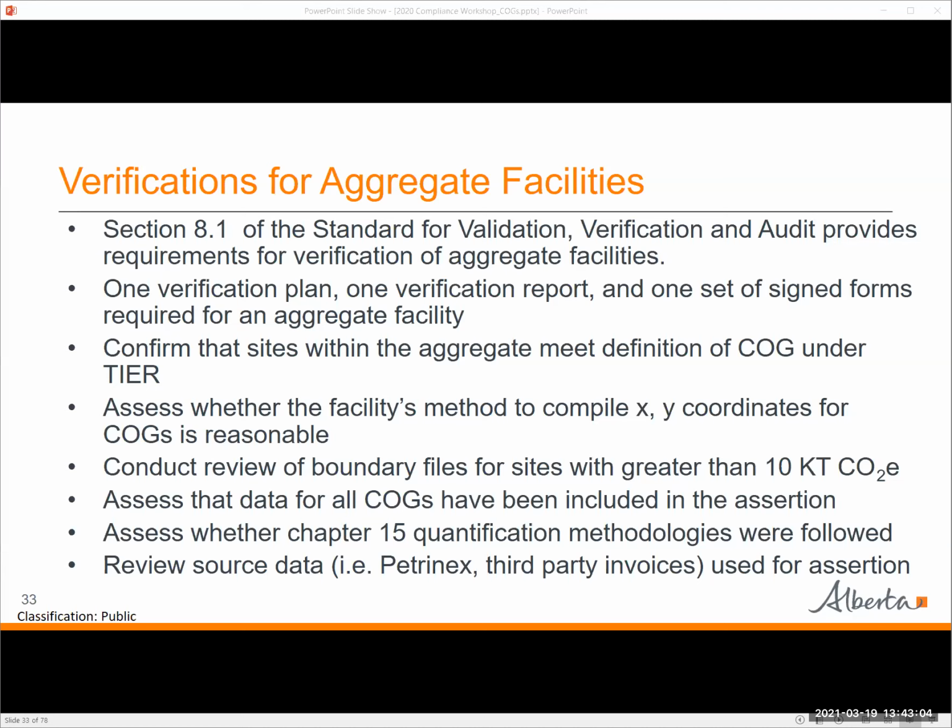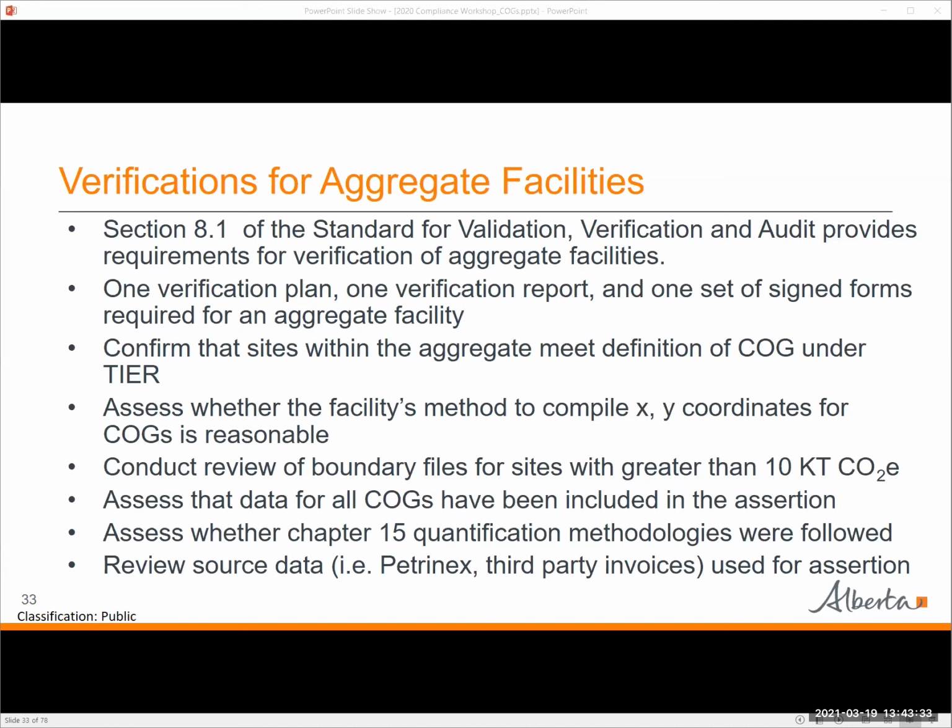The verifier should confirm that the sites within the aggregate meet the definition of a COG under the regulation. A verifier should assess whether the facility's method to compile the XY coordinates is reasonable. They're expected to conduct a review of the boundary files for sites that have greater than 10,000 tons of carbon dioxide equivalent.